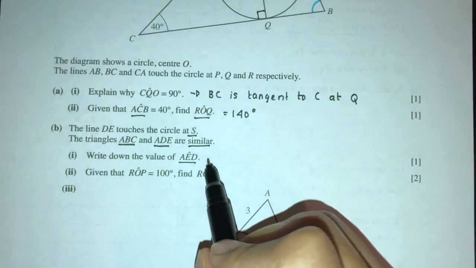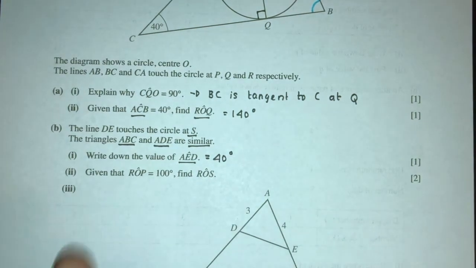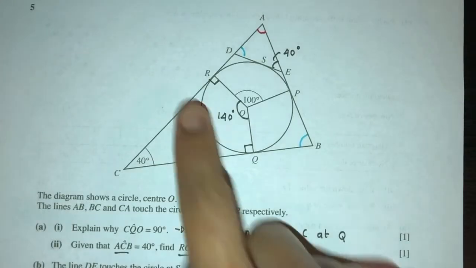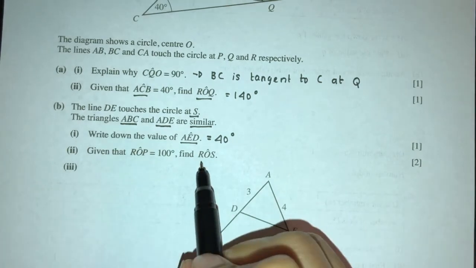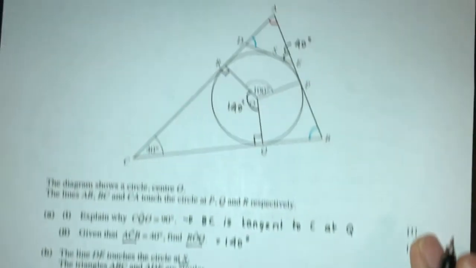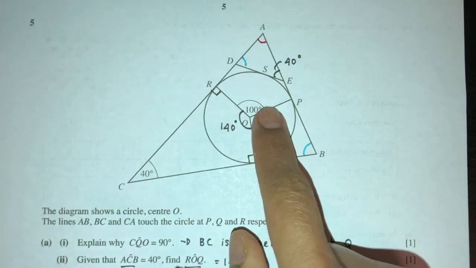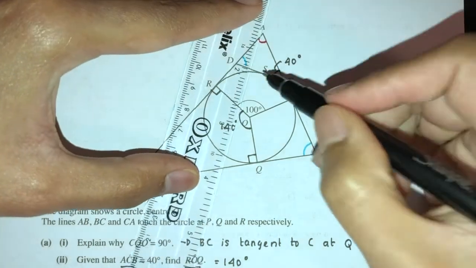So that will be 40 degrees. Now part 2, given that the angle ROP is 100, so we have ROP is 100 here, so we have to find the angle ROS. R is here, OS. So we have to, let's join these two.